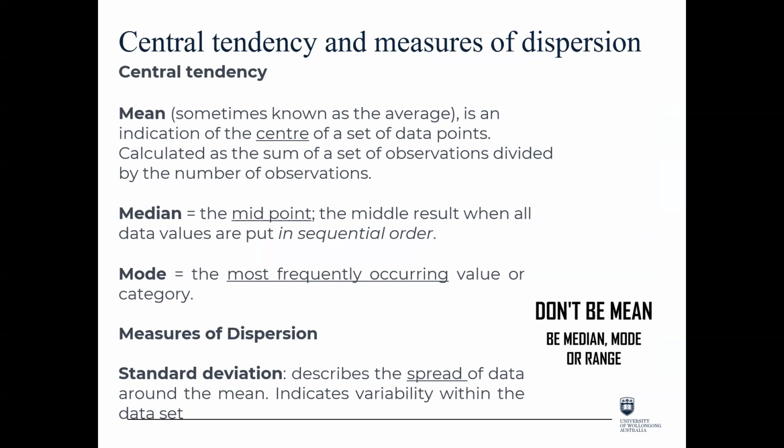Just going over central tendency and measures of dispersion. So central tendency is all about mean, median, mode. The mean, or average, is the indication of the center of a set of data points, and it's calculated as the sum of a set of observations divided by the number of observations. The median is the midpoint, the middle result when all your data values are put in sequential order. And mode is the most frequently occurring value or category. With measures of dispersion, standard deviation is what we look at, and that describes the spread of the data around the mean and indicates variability within the data set. So they're the types of things we'll do for your project.